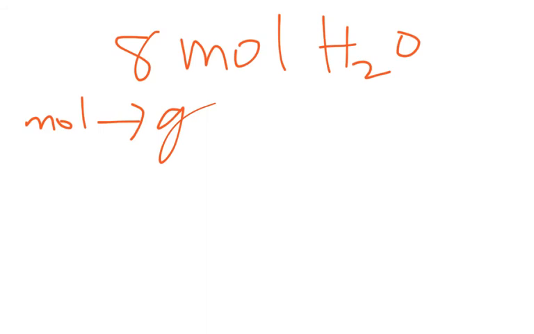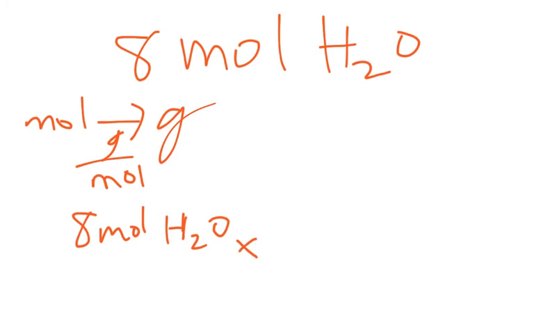So we need a conversion factor. A conversion factor would be something that has moles on the top and grams on the bottom, or vice versa. A good conversion factor would be grams per mole, and remember, grams per mole is just molar mass. So the molar mass would be an excellent conversion factor for this problem. If we have 8 moles of H2O, and we want to convert it to grams, we have to multiply by the molar mass of H2O.